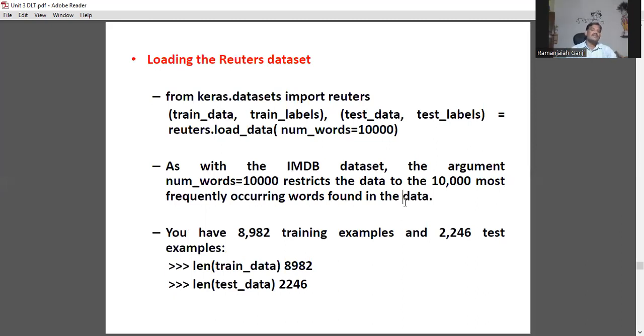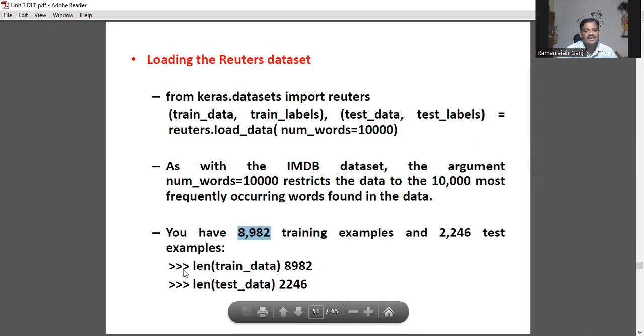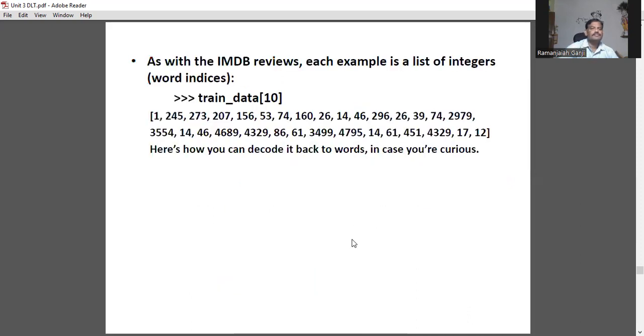We have 8,982 training examples and 2,246 test examples. In the case of movie reviews, that is 25,000 examples for training, 25,000 for test. Length of training data is 8,982 and the test data 2,246. As with IMDb reviews, each example is a list of integers.